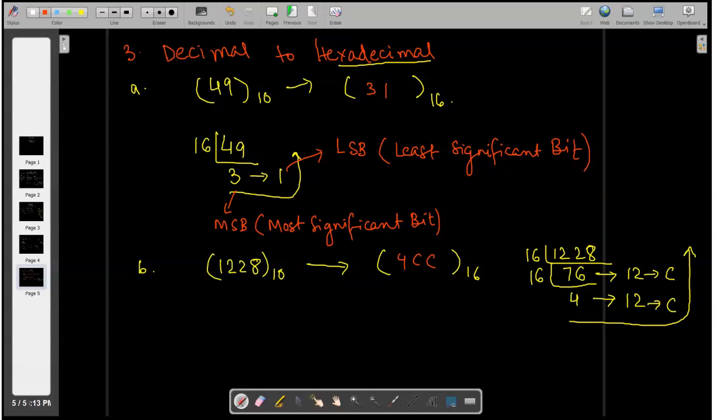I hope it is clear to all of you. So this is how we do the conversion from the decimal number system to other types of number systems. We will keep this till here, and in my next lecture, we will see how we convert a binary number to a decimal number, an octal number to a decimal number, or a hexadecimal number to a decimal number.